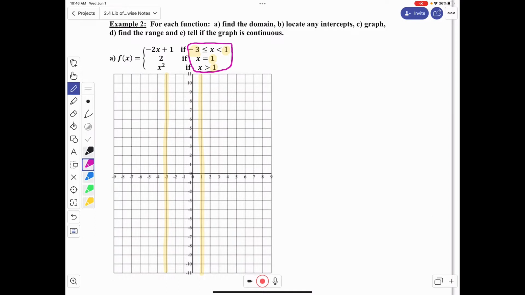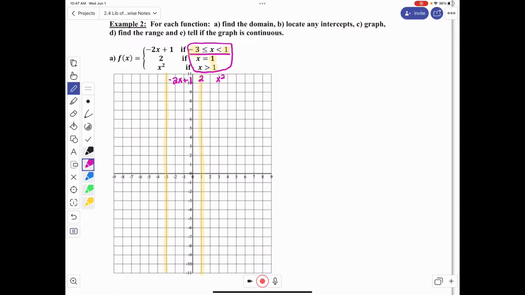Now, notice -2x plus 1 is here. So the -2x plus 1 is between -3 and 1, okay? The 2 is when x equals 1, so I put it on that highlighted line. And then x squared is going to be over here when it's greater than 1. So it goes in that order. Okay, so this is where these lines should be.